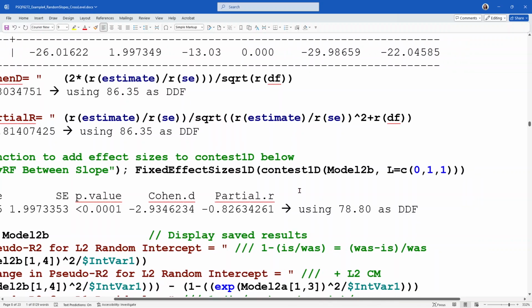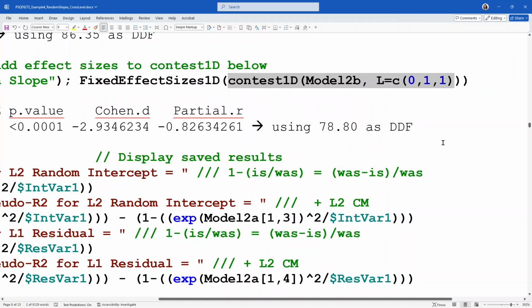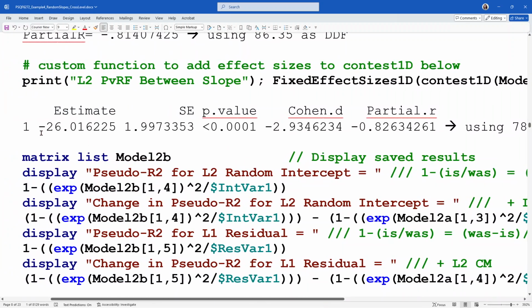So contest 1D we've seen, right? These do linear combinations. So what am I doing with this little piece of code right here? This is the results of our previous model, and it's 3 fixed effects. You're adding your 2 non-intercept slopes. Yep, adding my 2 slopes. So I am building a between effect: within plus contextual. That's what I'm doing. So then it spits out my minus 26, standard error and p-value, and the function then adds these values to that.